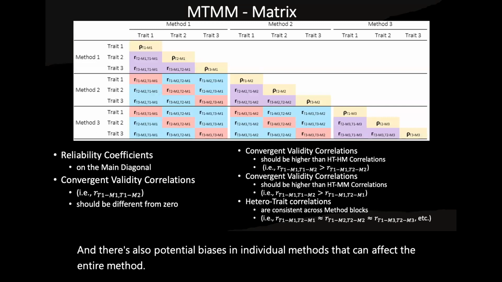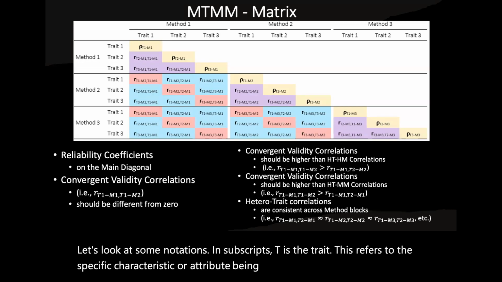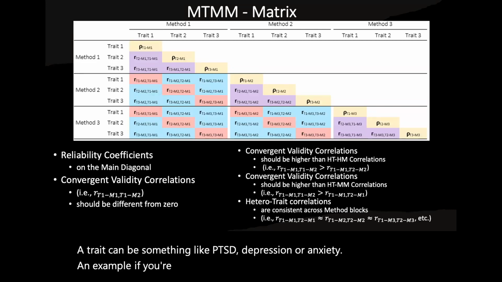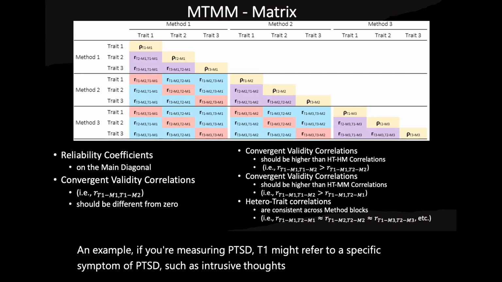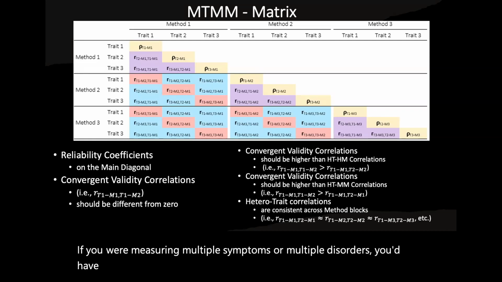Let's look at some notations and subscripts. T is the trait. This refers to the specific characteristic or attribute being measured. In psychological studies, a trait can be something like PTSD, depression, or anxiety. As an example, if you're measuring PTSD, T1 might refer to a specific symptom of PTSD, such as intrusive thoughts. If you were measuring multiple symptoms or multiple disorders, you'd have T2, T3, and so on.